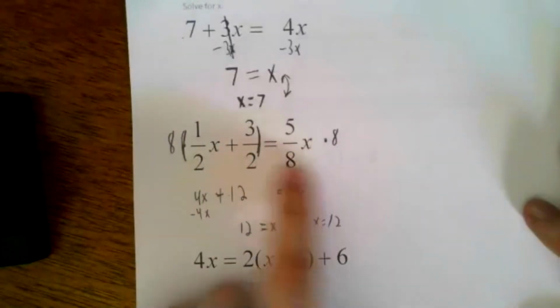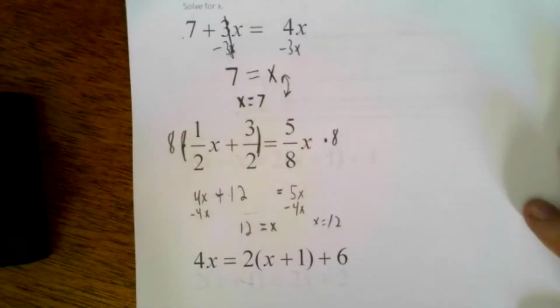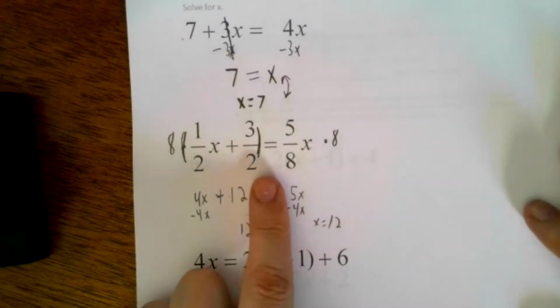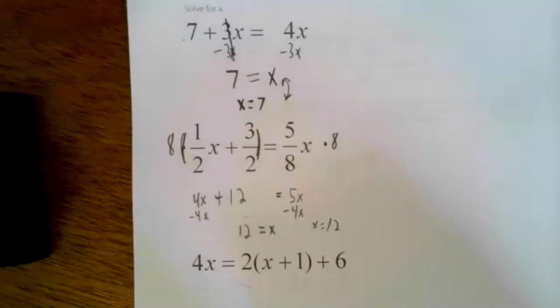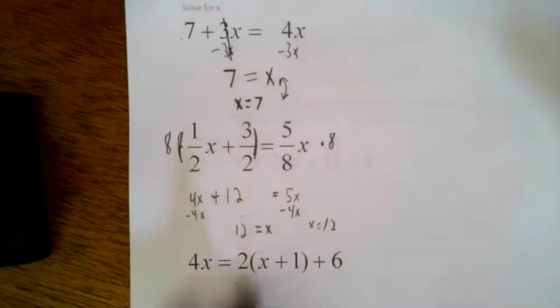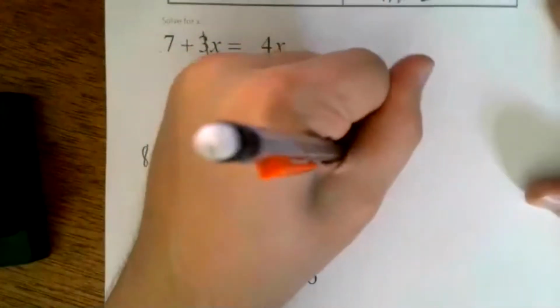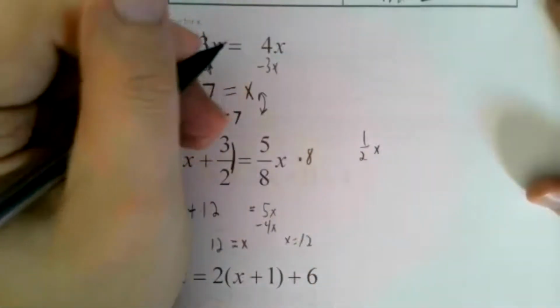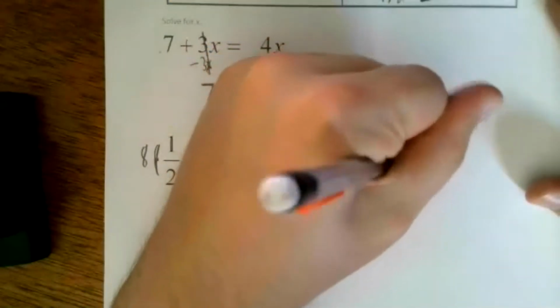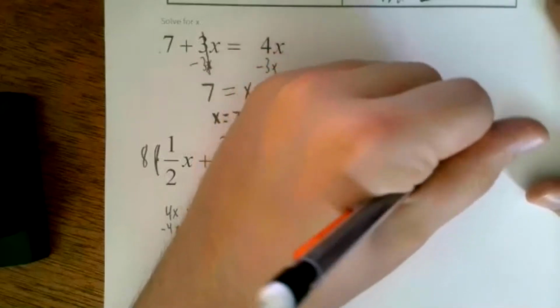Because we multiplied by 8 here first. So let's solve this again, but we're not going to multiply by 8. I just want to show you that you're going to get the exact same answer, okay? So I'm going to rewrite the equation: 1/2 x plus 3 over 2 equals 5 over 8 x.